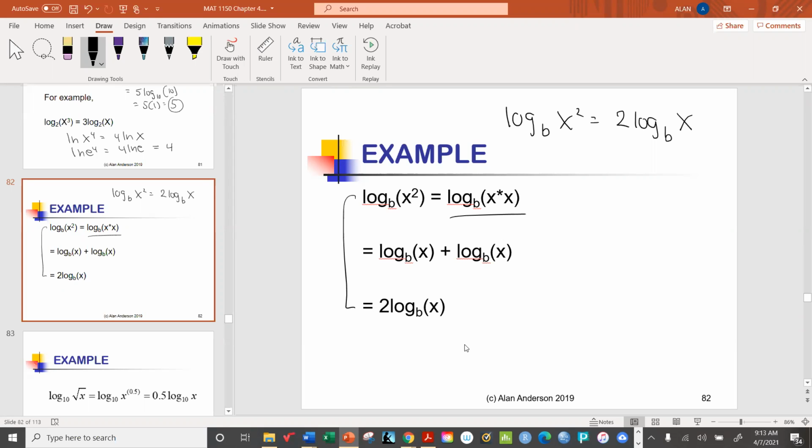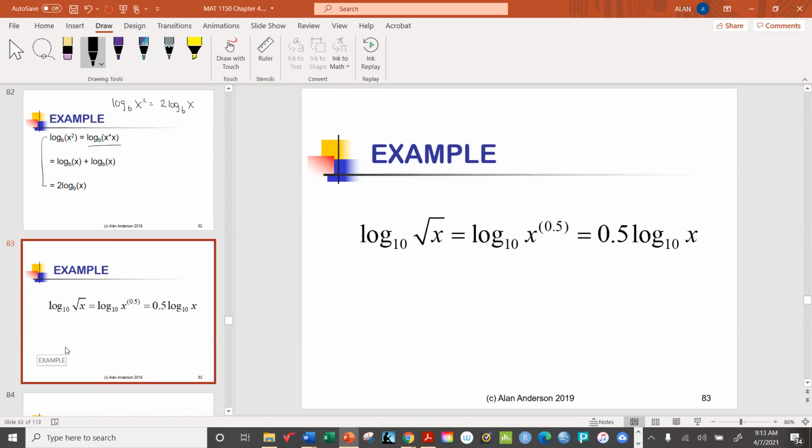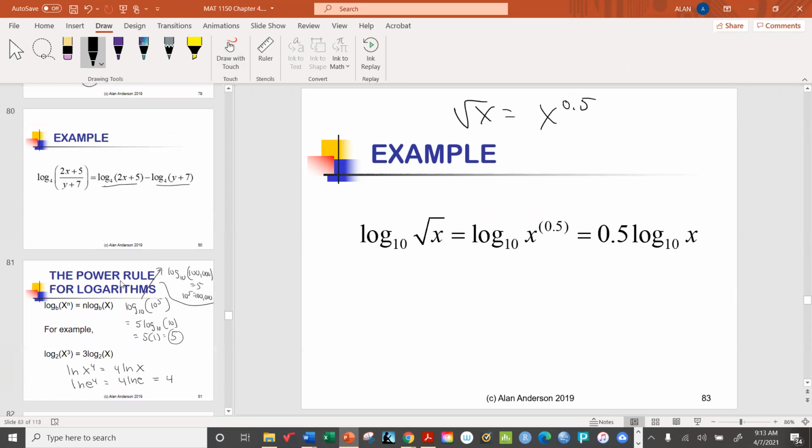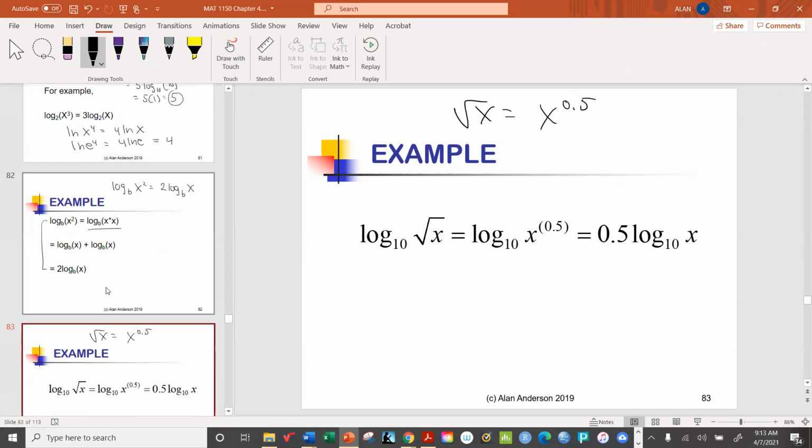All right, so anyway, now how about this one? Here's an interesting case. What about the log of a radical? Well, here the key to the whole thing is that the square root of x, of course, as you know, is simply x to the 1/2 power. So therefore, by rewriting it that way, it becomes clear that based on the power rule, this is the same thing as 1/2 log 10 of x.